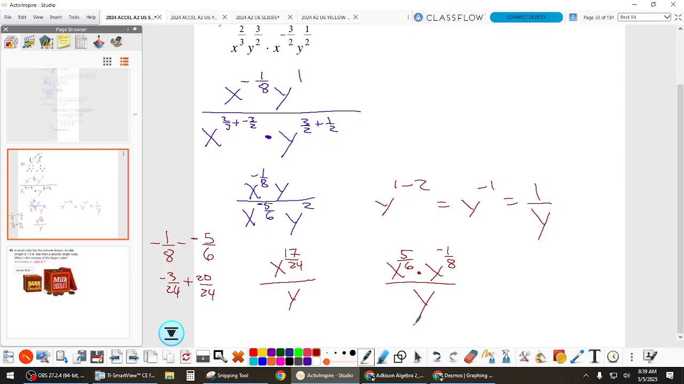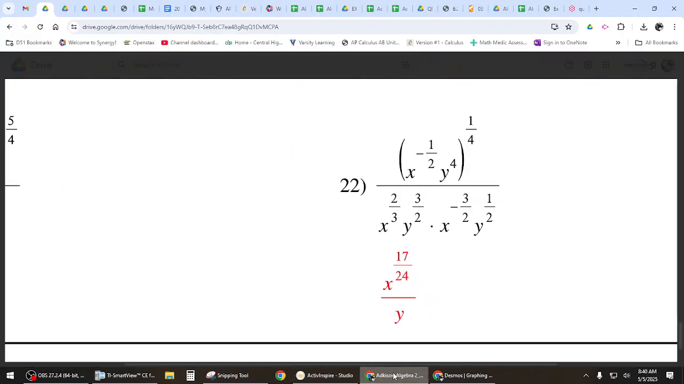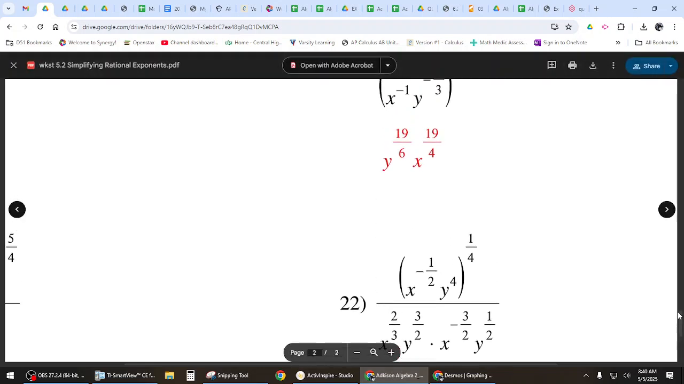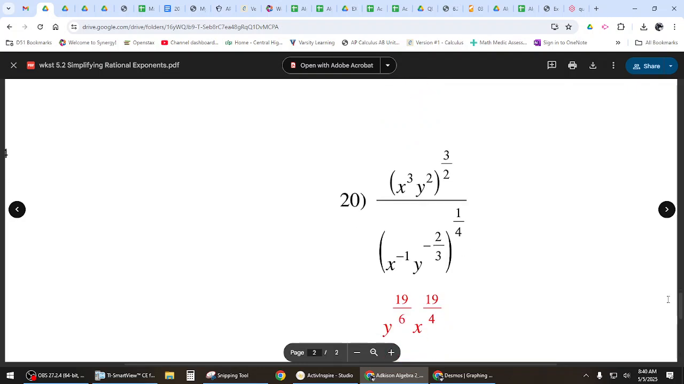Did that help? Tom, did that help? Yeah. Any others you'd like to do? 20. He said 20. What? 20? Yes. I got it almost all right.